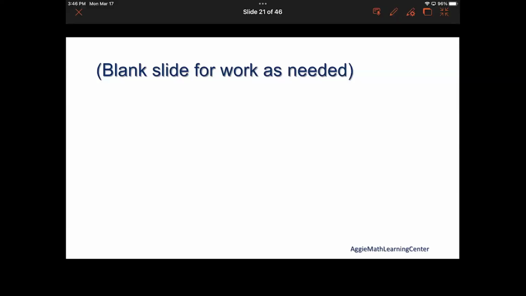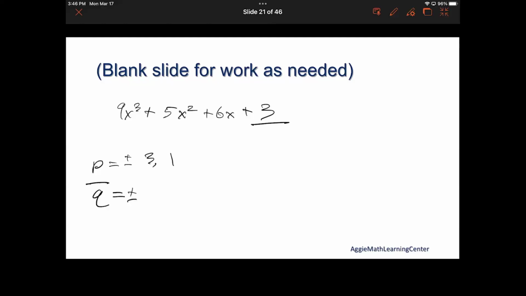sweet, blank slide. So let's say we have a polynomial of like 9x cubed, some values in the middle, plus 3. To find all the possible rational zeros for this polynomial, we take P, which is all of the possible factors for our constant at the end. So that's going to be all positive and negative values of factors of 3, which in our case is just going to be 3 and 1, because nothing else can really divide into 3. And we put that over Q, which are all the positive and negative factors of the leading coefficient at the front, which in our case is 9.